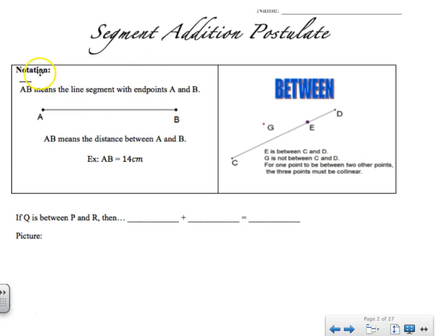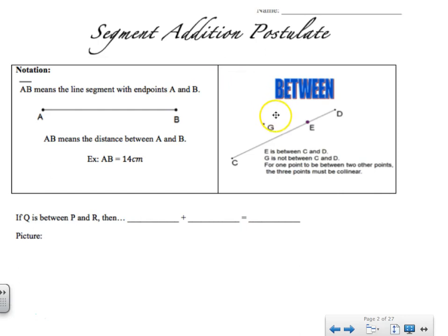Notation is how we write something, and you write line segments with a little line over the top. Notice you don't put arrows, and you don't put endpoints. You just have a line. So the line segment AB means a line segment with endpoints A and B. And AB means the distance between A and B, and we measure distance in feet, centimeters, etc.